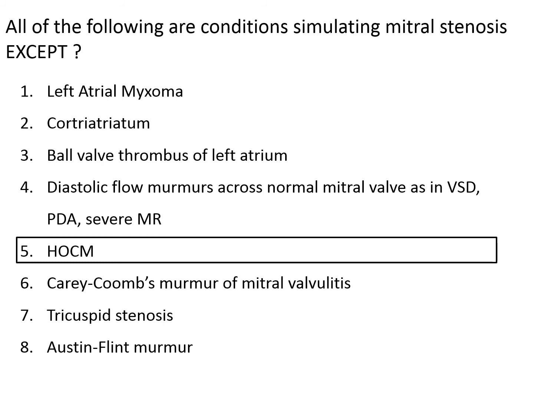Excessive flow across the mitral valve caused by a ventricular septal defect, patent ductus arteriosus, or severe mitral regurgitation can also result in a diastolic murmur as a result of relative mitral valve stenosis. An inflamed edematous valve leaflet as a result of mitral rheumatic valvulitis can cause a diastolic murmur or Carey-Coombs murmur that disappears when the inflammation is relieved. Tricuspid stenosis can result in a diastolic murmur over the tricuspid area that increases with inspiration.